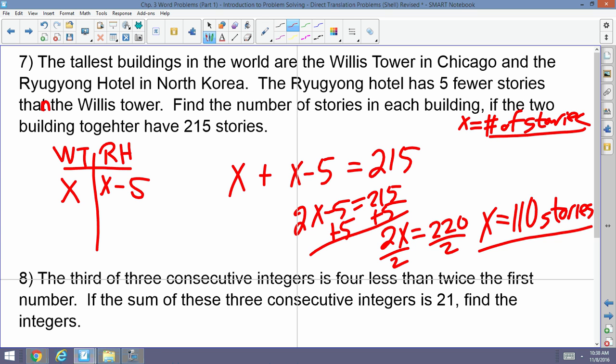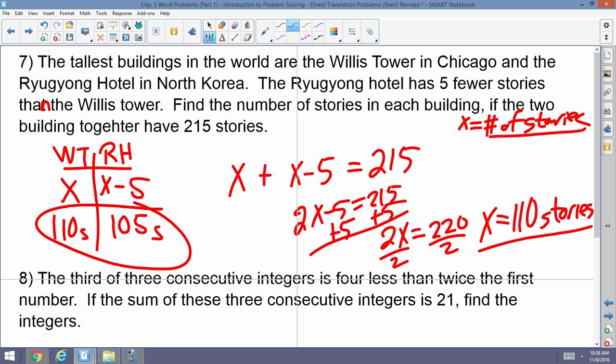Okay? And if they want to find the number of stories for each, so thank you, that is not your answer. The Willis Tower has 110 stories, and the North Korea hotel has 105 stories. 110 plus 105 is 215. Does that make sense?